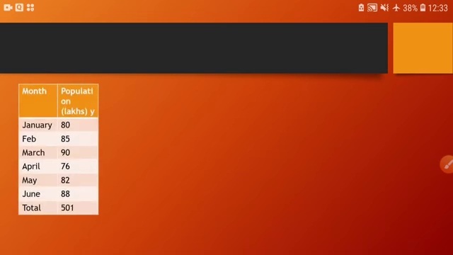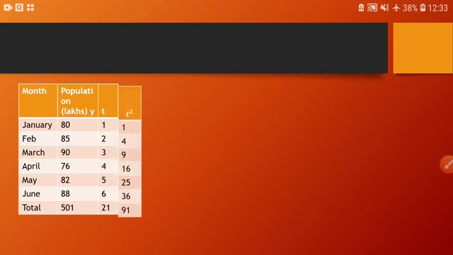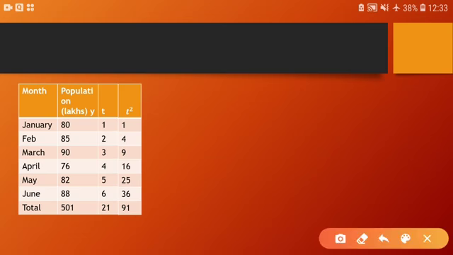So months are given like Jan, Feb, March, April, May, June. Sales are given like 80, 85, 90, 76, 82, 88. Total is 501. You will assume t as 1, 2, 3, 4, 5 and 6. Then we will solve t square. So t square is like this: 1 square 1, 2 square 4, 3 square 9, 4 square 16, 5 square 25, 6 square 36.